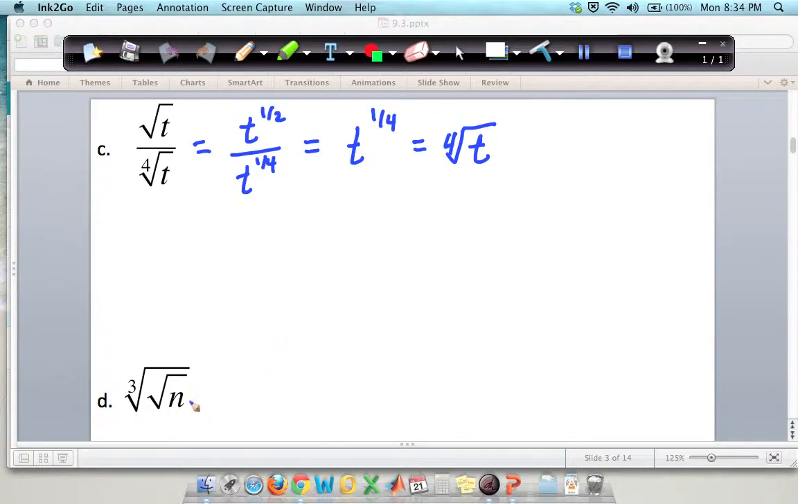Okay, and for D, we have the cubed root of the square root of n, and I'm going to rewrite this, starting with the inside. The square root of n would be n to the 1/2, and then I'm going to deal with the cubed root and raise this to the 1/3 power. This makes it a little easier to see. You're taking n to the 1/2 and raising it to the 1/3. So this is the power rule. You multiply 1/2 times 1/3, and you get 1/6. And I'll just rewrite this as the 6th root of n.